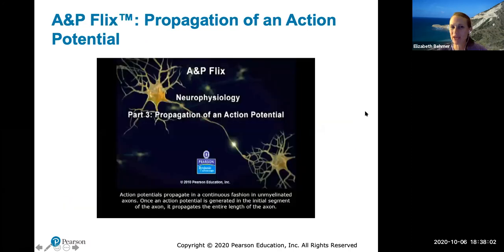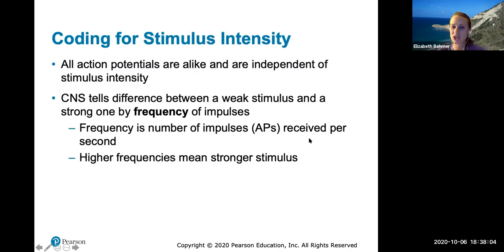This shows the propagation of an action potential, an animation that you can watch on your own. Coding for stimulus intensity: all action potentials are alike and are independent of stimulus intensity. The central nervous system tells the difference between a weak stimulus and a strong one by the frequency of impulses, and the frequency is the number of impulses received per second. So a higher frequency, so higher numbers of action potentials, will mean there was a stronger stimulus being applied.